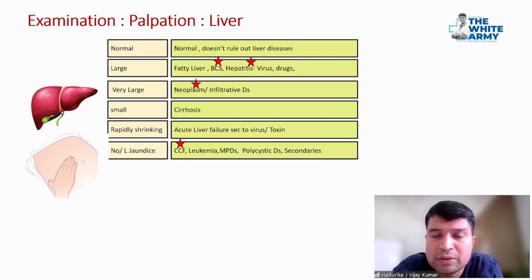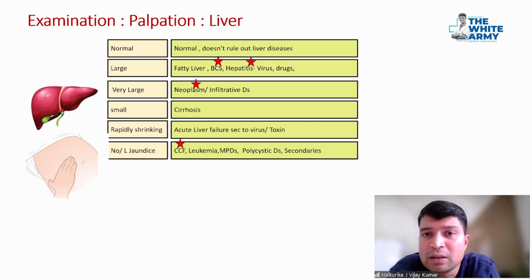Another important thing is that even though sometimes there is hepatomegaly, the patient may not have jaundice. For example, CCF: the liver is enlarged due to backward congestion, and the patient may or may not have jaundice. So the presence of hepatomegaly doesn't necessarily indicate altered liver function. In leukemia there is a lot of infiltration and a very huge liver, but clinically not much jaundice. Also in myeloproliferative disorders, polycystic disease, and secondaries in the liver. This is very important: multiple liver mets will not cause very high jaundice. Jaundice is minimal or least in all these conditions.